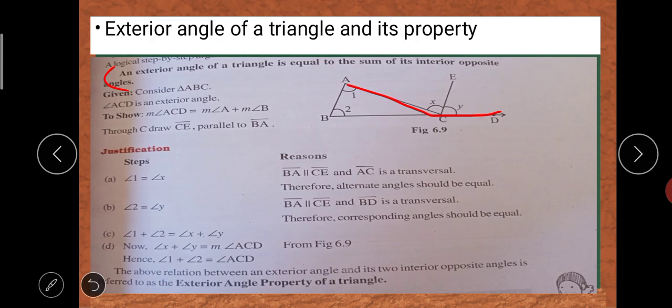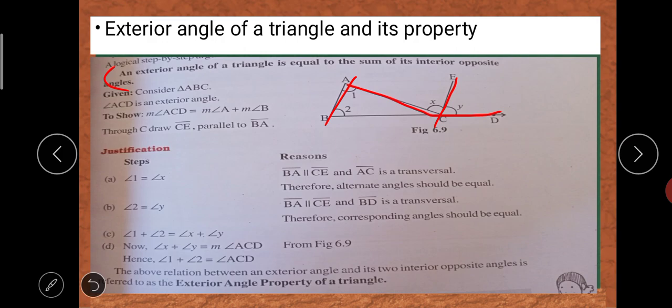Through C, draw CE, which is parallel to BA. Understood? What do we have to prove here? That angle ACD equals angle A plus angle B. For that we are drawing a parallel line from C to E, which is parallel to BA.